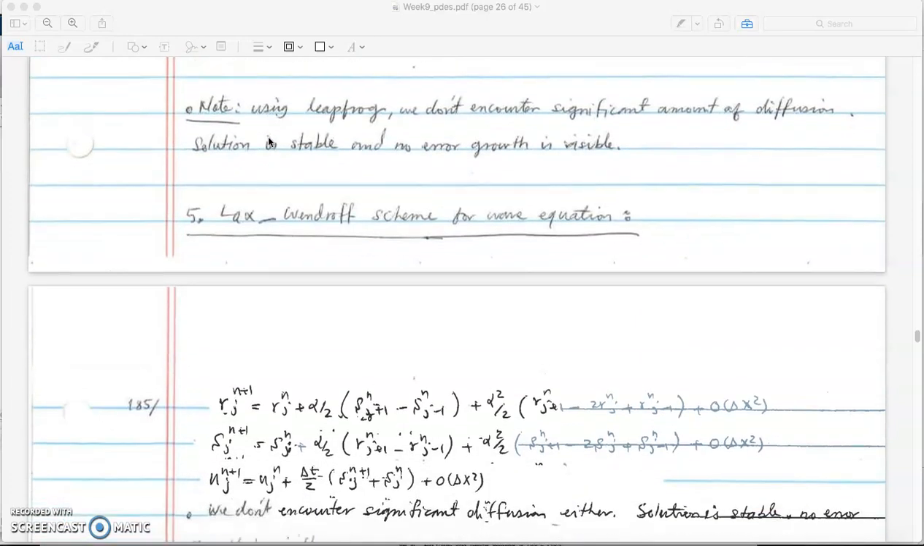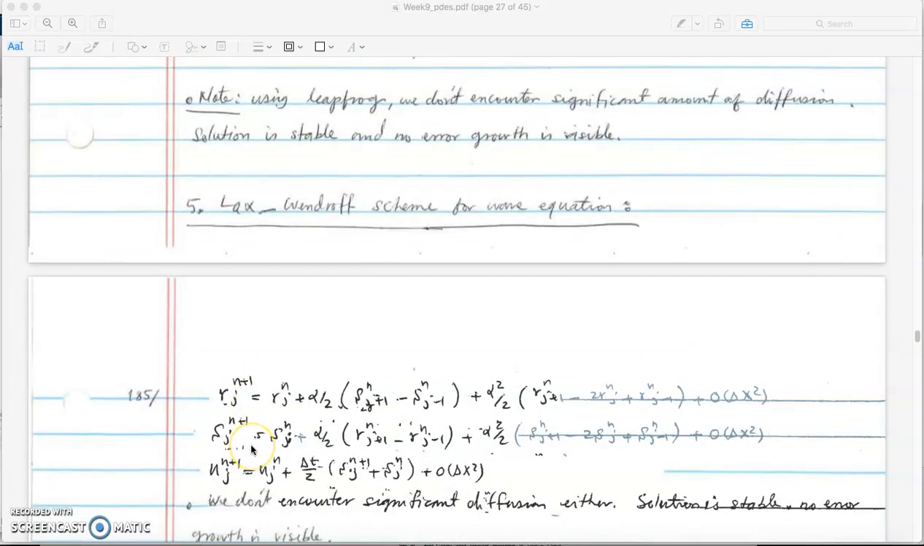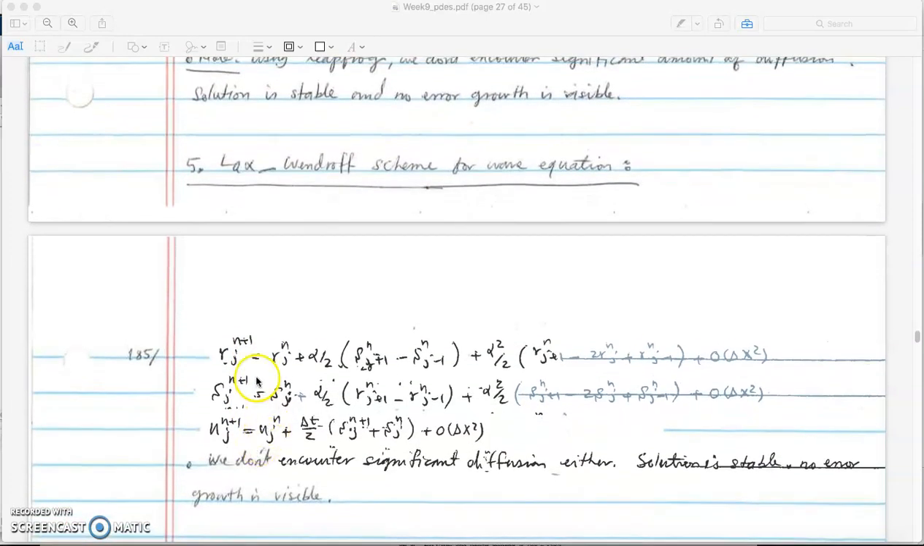Okay. So 3 equations to solve, and the way we do this in Lax-Wendroff, you see that I kept all the n plus 1 variables on the left and all variables with n on the right.